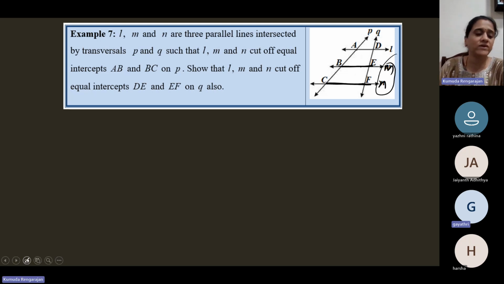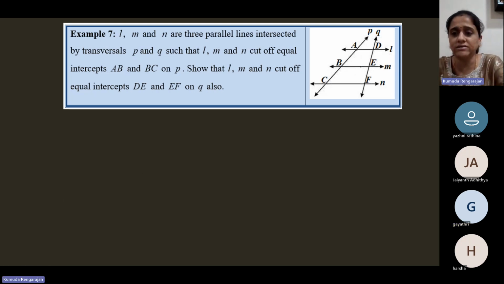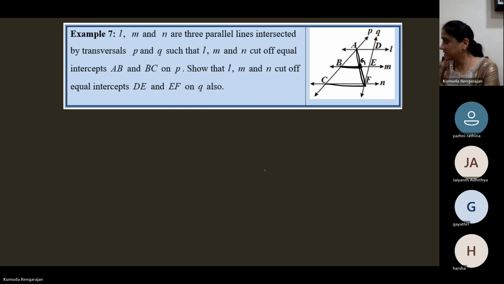Then, so what are we using here? The converse of midpoint theorem, right? Sorry, BG we must say. BG is parallel to CF. So by the converse of midpoint theorem, G is the midpoint of AF. I said wrong. No, I'm sorry. Okay, so construction: join AF.